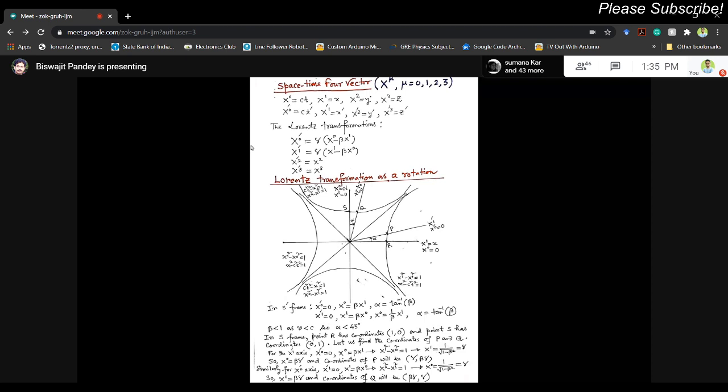So hope everyone can see the slide. Hello. Yes, sir. Okay. So let us begin from the point where we have left in the last class. So I was discussing the space-time four vector and the Minkowski diagram.